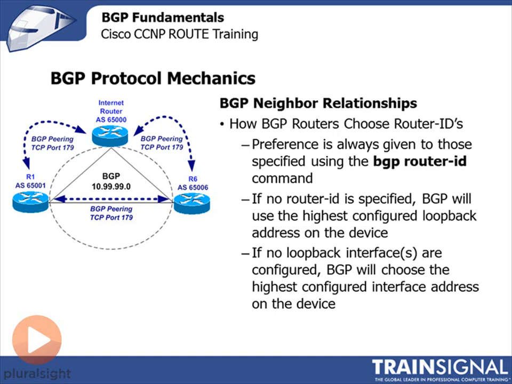Now, on the subject of router IDs, it's important to understand how BGP actually chooses router IDs. Obviously, the first preference is if you've manually configured it using the BGP router ID command under the BGP routing process. That's always going to get first crack. If there's no router ID specified, BGP is going to use the highest configured loopback address on the device. So you want to make sure, if you have multiple loopbacks, that the one you want to become the router ID, if you're not going to specify it, is that highest one. If no loopback interfaces are configured at all, BGP is going to choose the highest functioning configured interface address on the device. So keep that in mind as well. So router ID: configured router ID, highest loopback, highest interface.